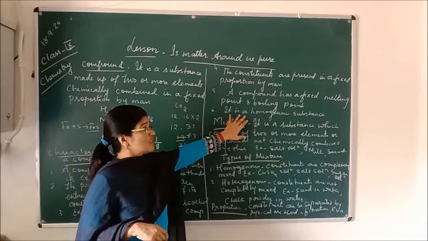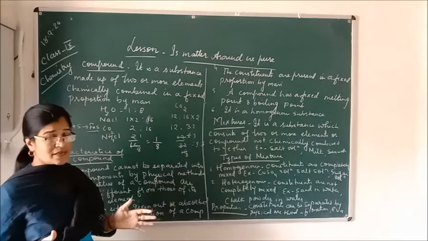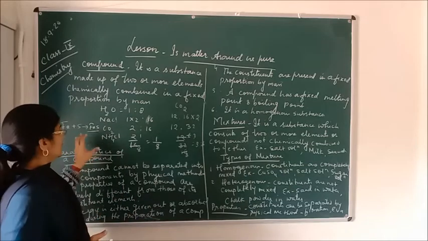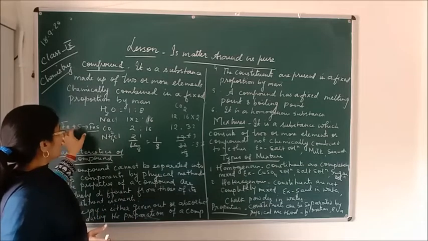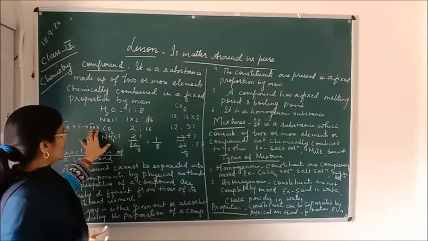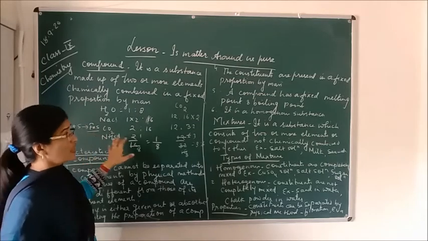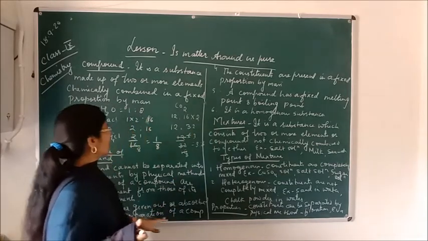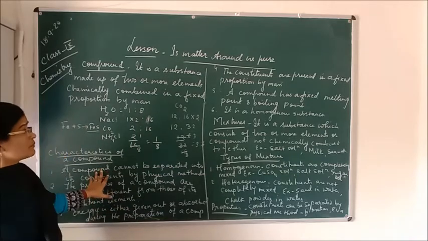Why is it a homogeneous substance? Because the constituent elements get totally and thoroughly mixed in that particular compound. Like here, iron and sulfur, when heated, get mixed and combined together and form a homogeneous substance, like an alloy also. So these are some of the properties of a compound. Now we come to the mixture.